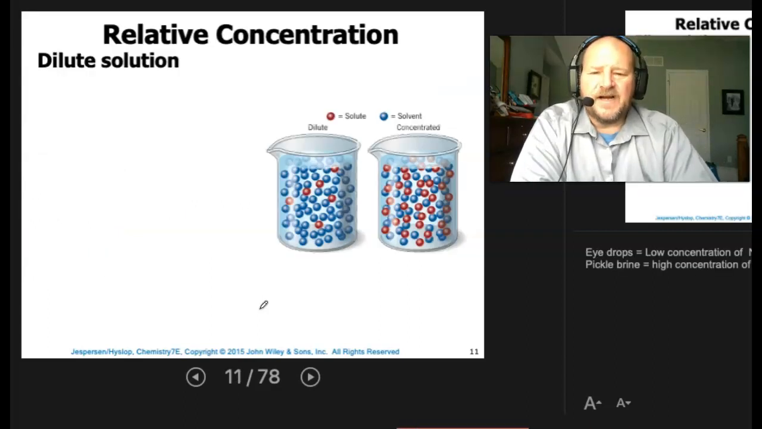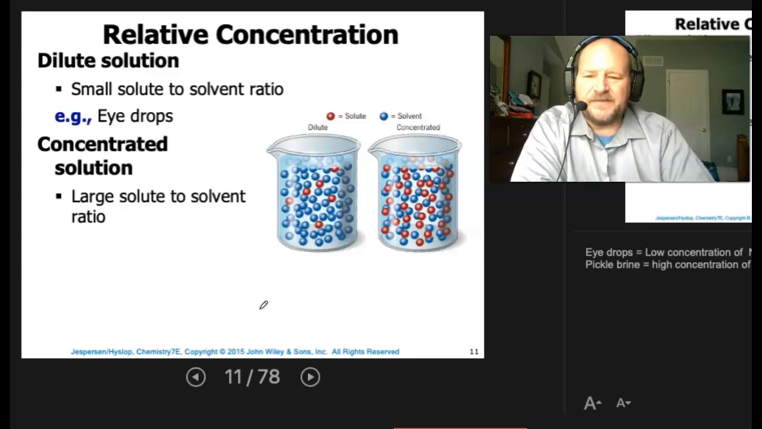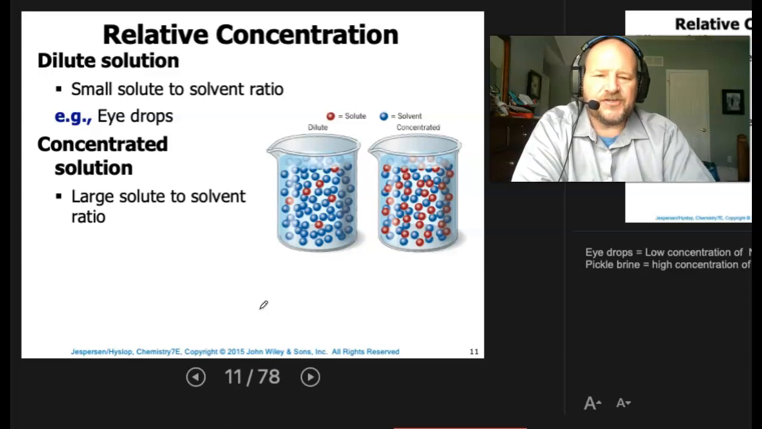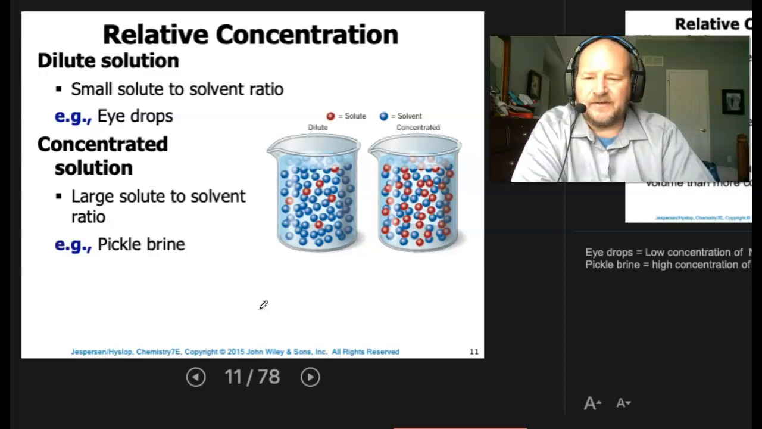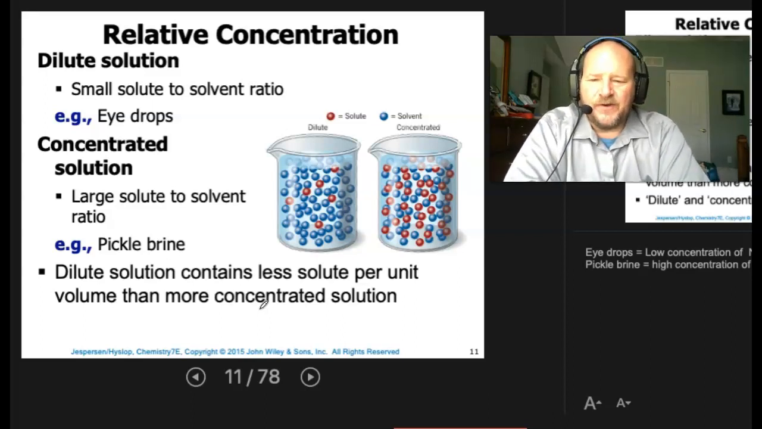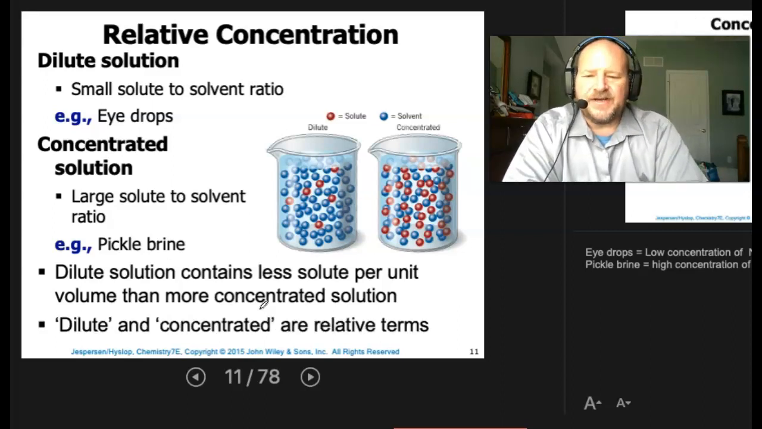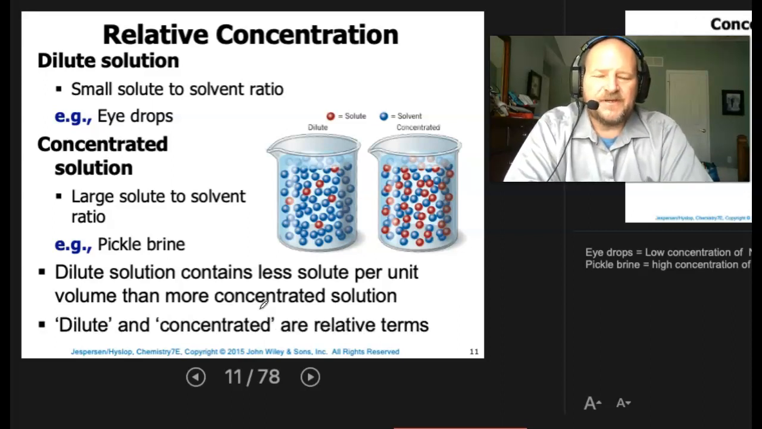All right, so relative concentration, if we look at a dilute solution, we have a small solute to solvent ratio, something like eye drops. We could have a concentrated solution. That means we have a lot of solute to solvent ratio, something like pickle brine, where all the salt is dissolved. A dilute solution contains less solute per unit volume than more concentrated solutions. Right? So dilute and concentrated are relative terms.